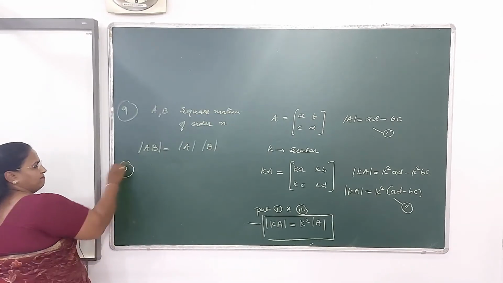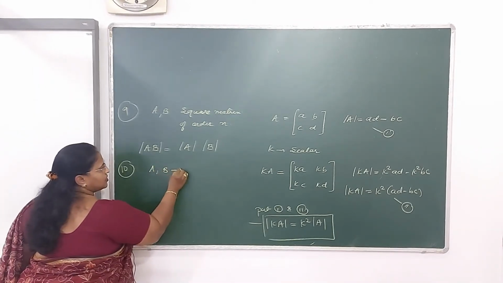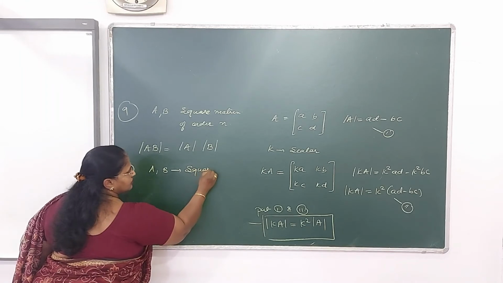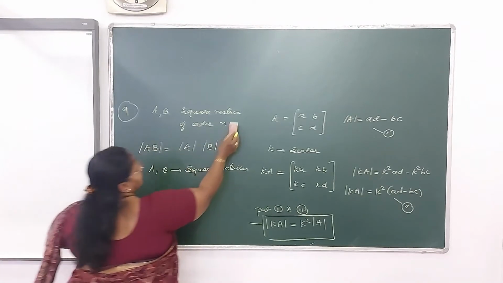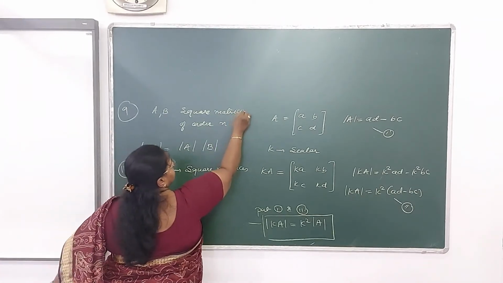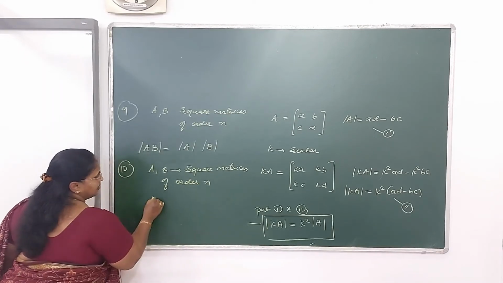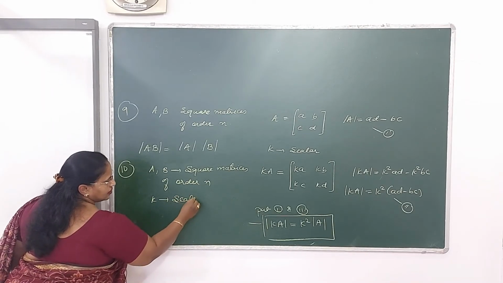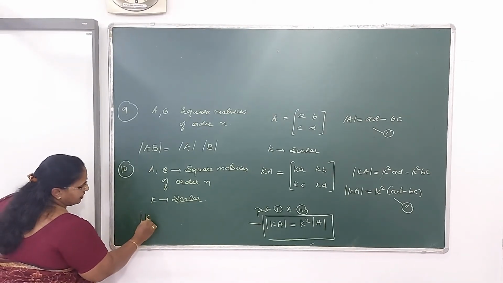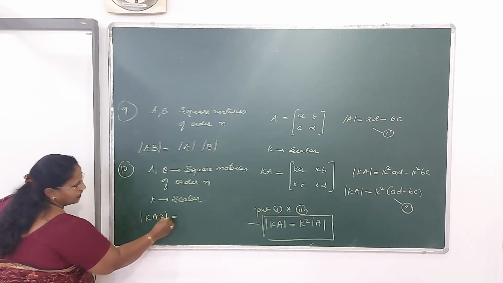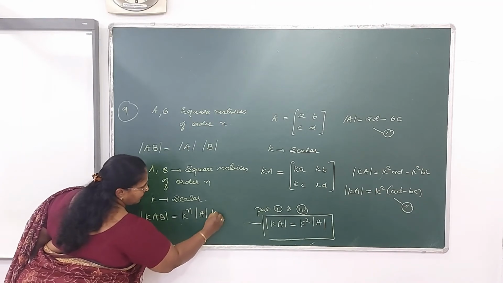The 10th one connects both 8 and 9. Let A and B be square matrices of order n, and k be a scalar. Combining properties 8 and 9, we can write the determinant of kAB is equal to k raised to n into the determinant of A into the determinant of B.